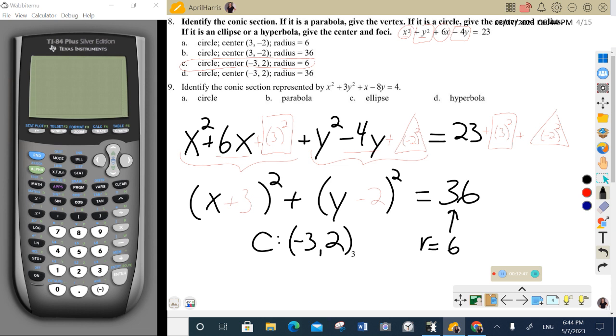Number 9 wants you to just identify the conic section. You've got an x squared plus a y squared, so it's either an ellipse or a circle. So I can mark out parabola because both of the variables are squared. I can mark out hyperbola because neither one of them is a negative. Now since they have different coefficients, this one has a 1 and that one has a 3, it's not a circle, it is an ellipse.